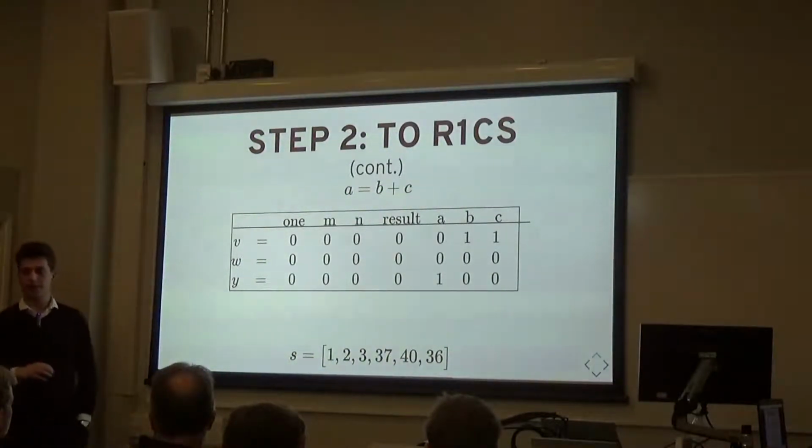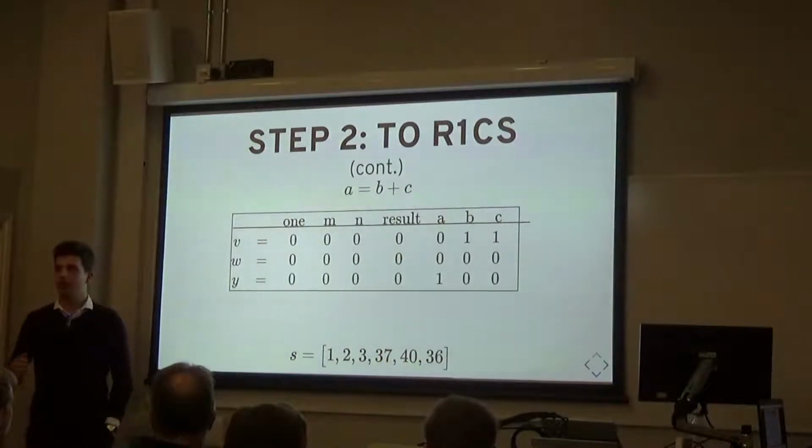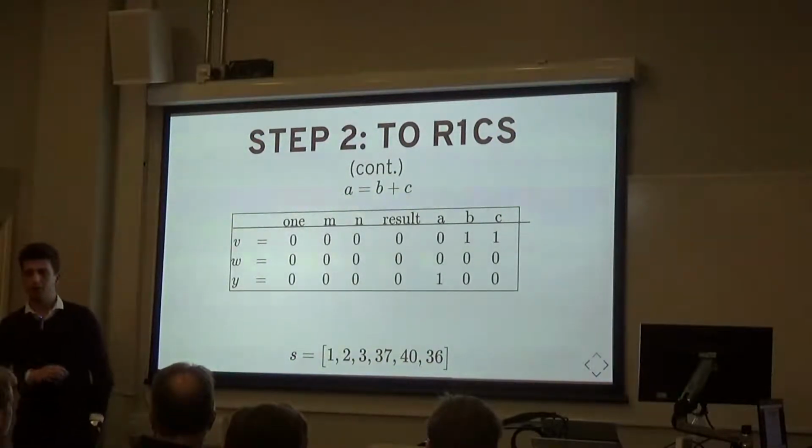But then what you can do is the verifier picks a secret point that it knows.